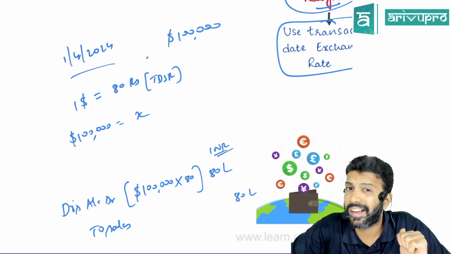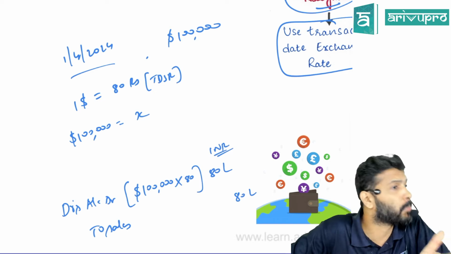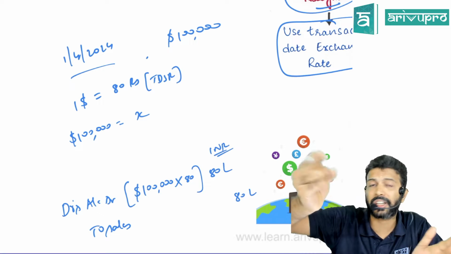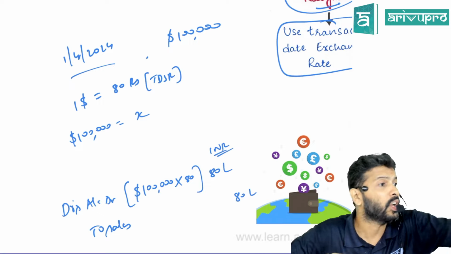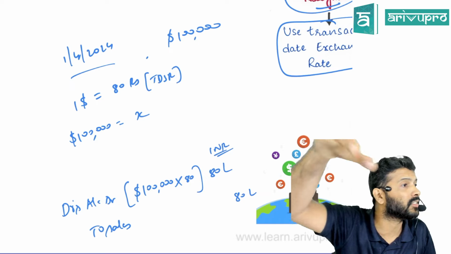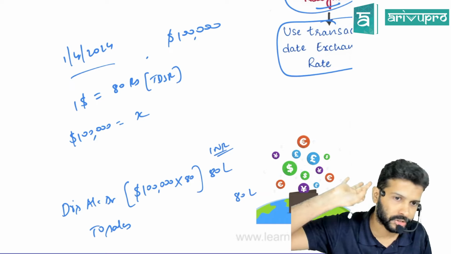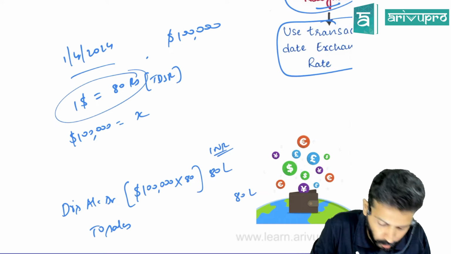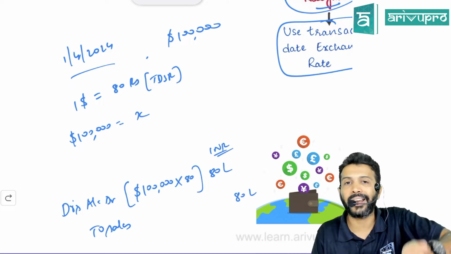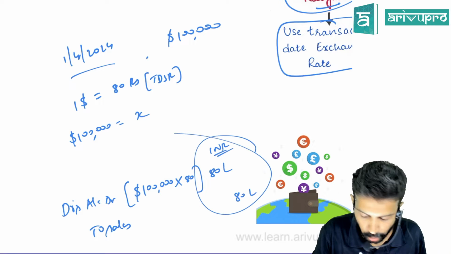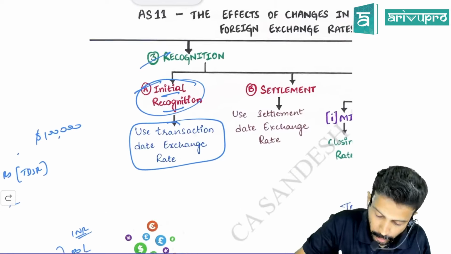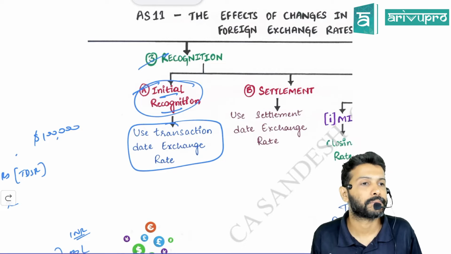TDSR means transaction date spot rate. Meaning on the date of transaction, whatever exchange rate was there, use that and convert the foreign currency transaction into Indian rupees. So in my example, $1 was equal to 80 rupees. So I use that and we converted, and the converted value has come to 80 lakh rupees. That is the first provision. Easy.